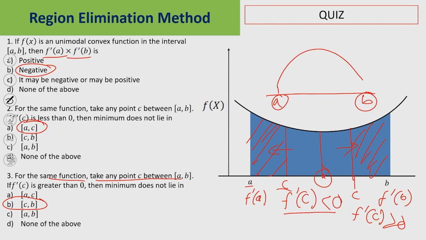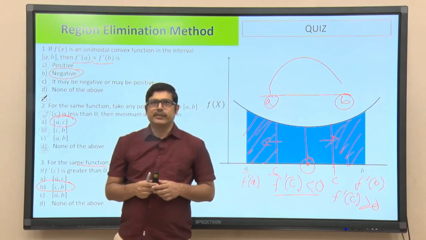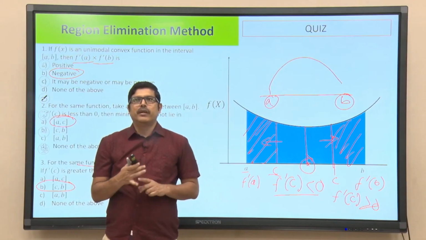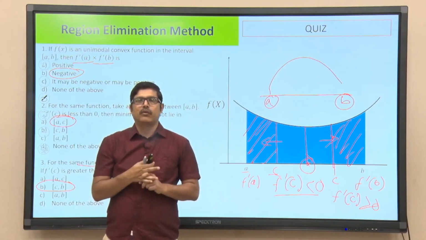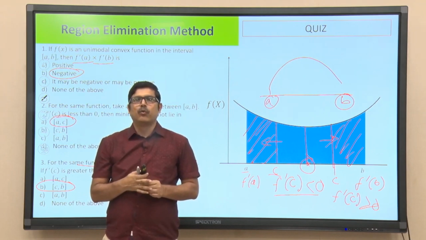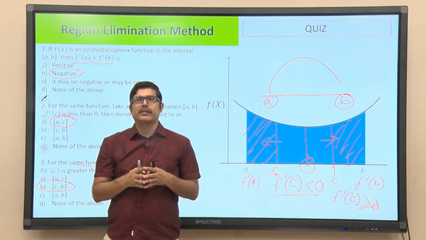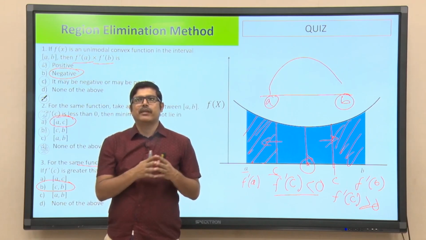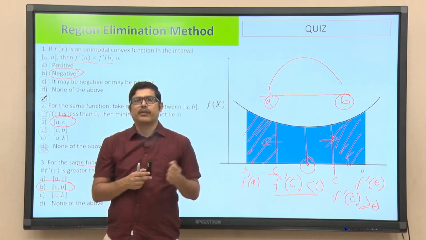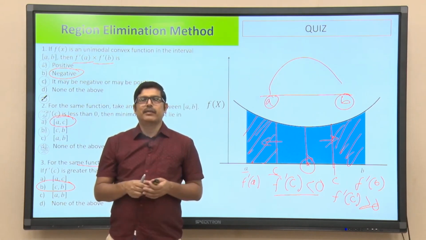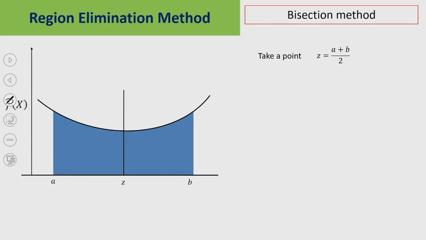So what we can do now, instead of looking at the function the way we did in the interval halving method and golden section search method, is also look at the derivative value. If the derivative is positive, we can eliminate the region on the right hand side of that point, and if the derivative is negative, we can eliminate the left hand side of that point. So, let us apply this method. This method is known as the bisection method.